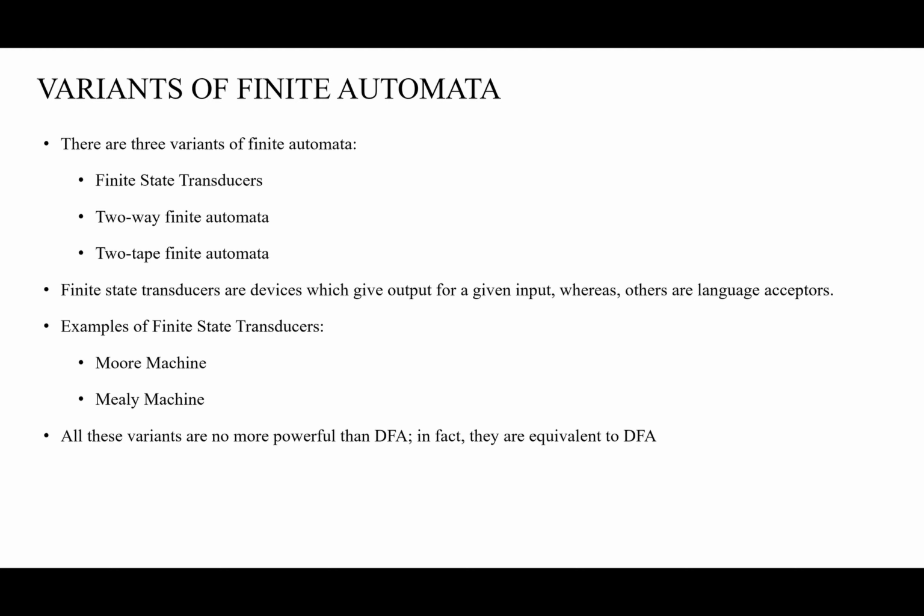And the next one is a two-way finite automata. In a two-way finite automata, the input head can move both left and right. So it is also like a finite automata in which the input head can move both left and right over the input tape instead of only moving right side. Suppose, for example, this is a tape. If the tape head is here, it is able to move left as well as right. So it is two-way finite automata.